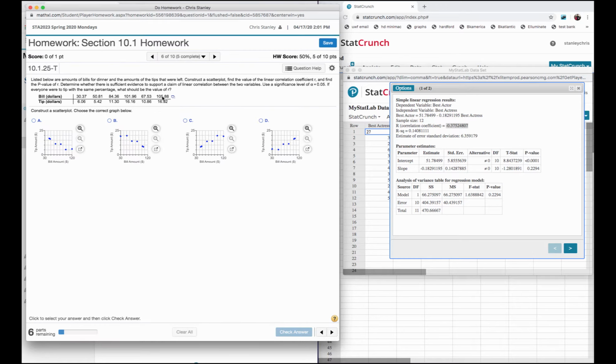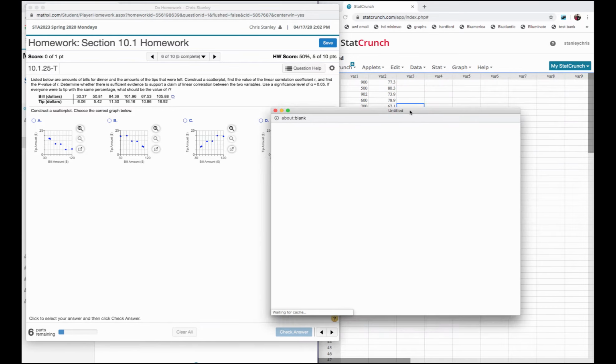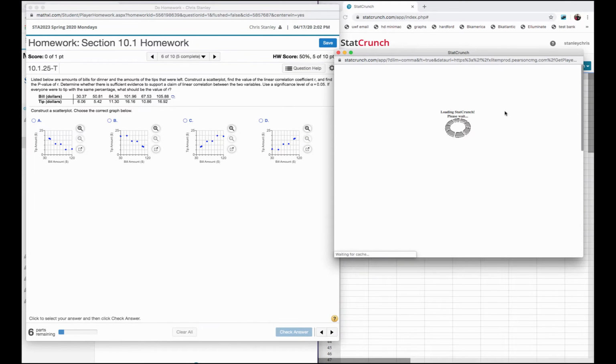Okay, a bill and a tip. So the more the bill, the more the tip should be. The more the bill, the more the tip. So I'm looking at this. This is a good example because you can see they're both pretty strong. The more the bill, the more the tip. That should be true.